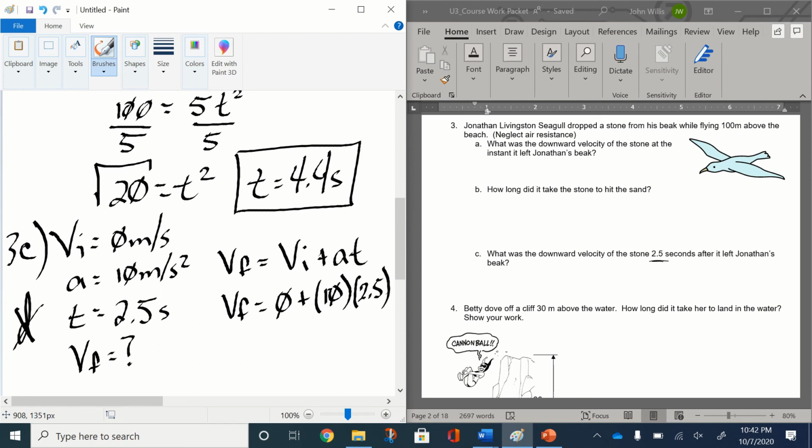The only difference is that instead of using 1 second, 2 seconds, 3 seconds, and 4 seconds, we have 2.5 seconds. But guess what? It's still the same thing. If you want to know how fast an object is moving as it's falling, take its time of fall and multiply it by gravity. Multiply it by 10. So your final velocity here is going to be 25 meters per second. And that's all that needed to be.